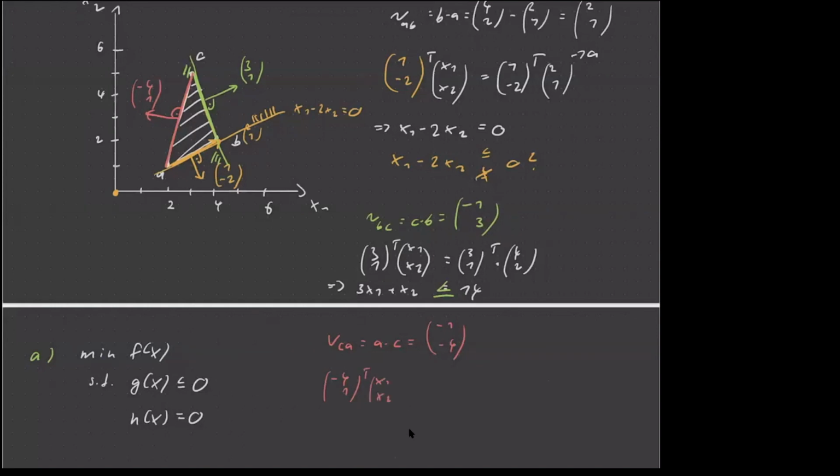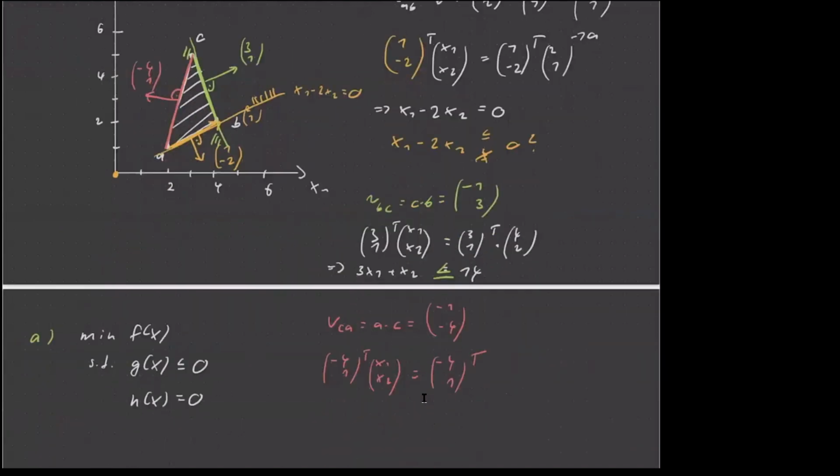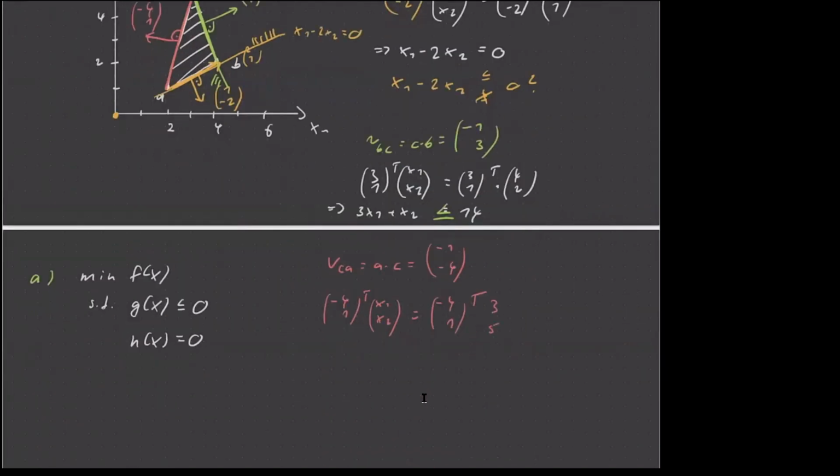And then we could again come up with a description for that line by just using that vector and a point on the line. For example, let's use C this time, 3, 5. Okay, so what we get here is minus 4x1 plus x2 is equal to minus 7.